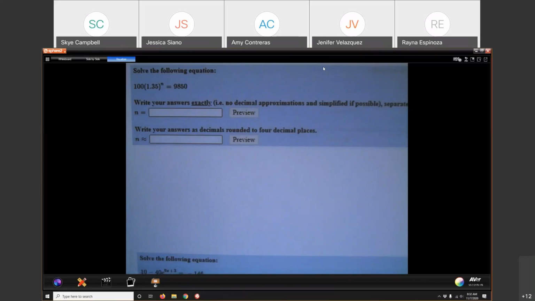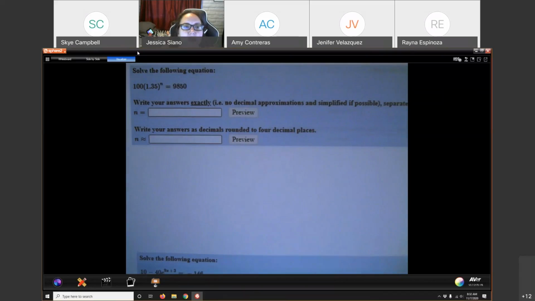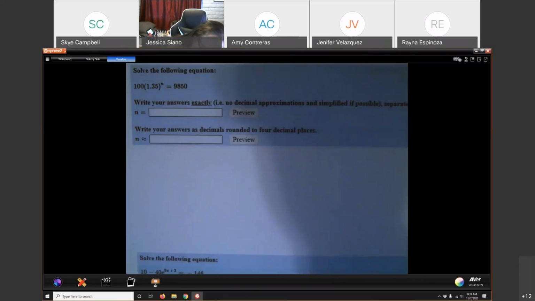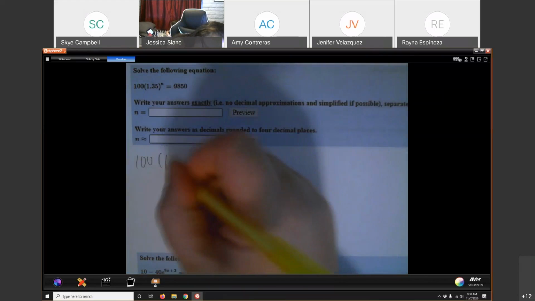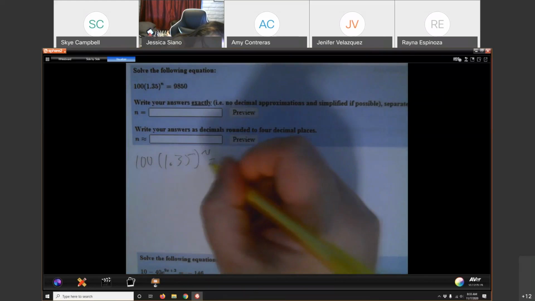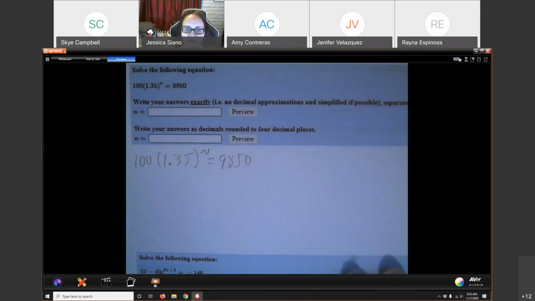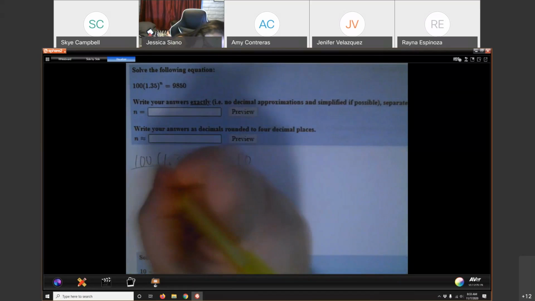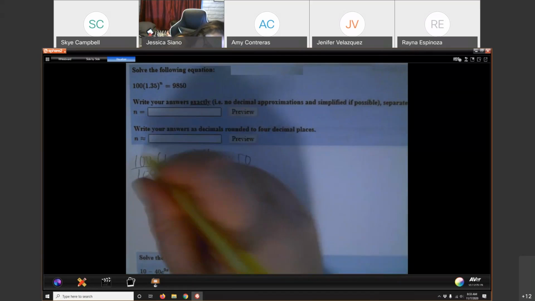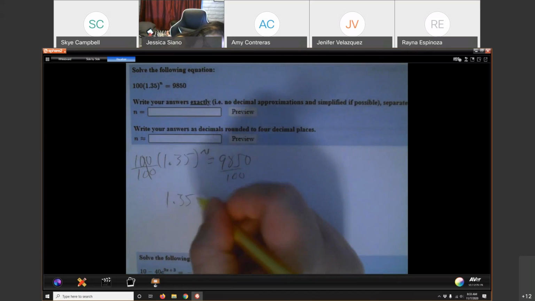All right, next up is 4.6, and we're going to be talking about solving equations using logarithms. So we've talked about solving exponential equations when you can get the bases the same. If you cannot get the bases the same, then that's going to be when you use logarithms. So here, if we have 100 times 1.35 to the n, the first thing I'm going to do is divide out this 100 from both sides so that all I have on this side is my base to my variable.